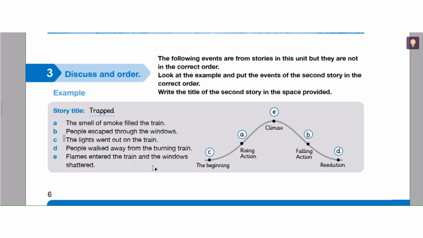Flames entered the train and the windows shattered. This is the climax. Falling action. People escaped through the windows. Very good. And the resolution at the end, D. People walked away from the burning train. Okay, the first one is done for you.